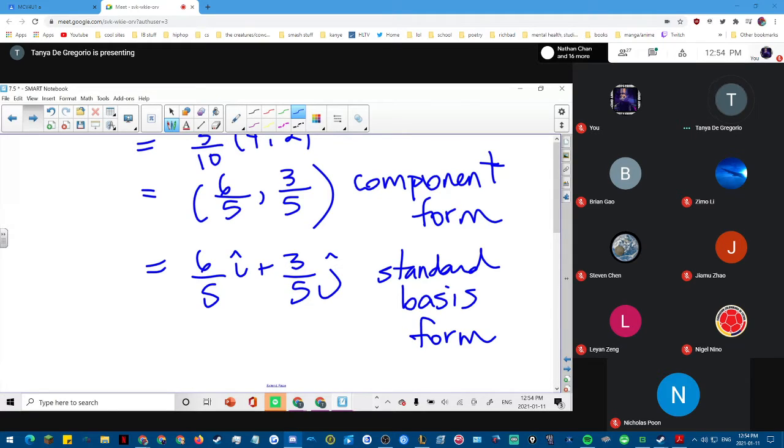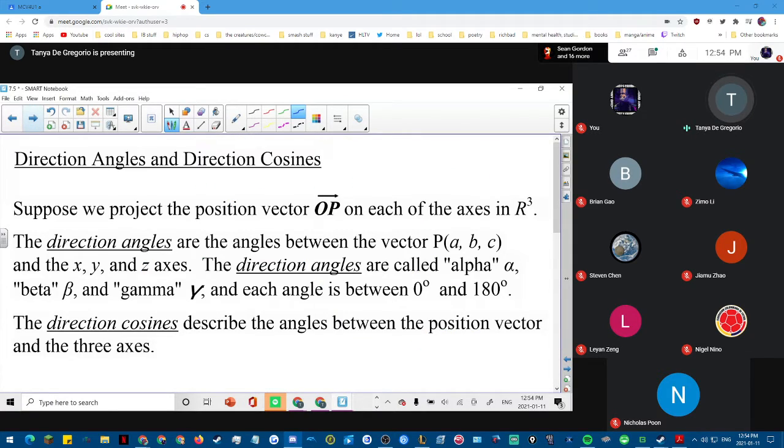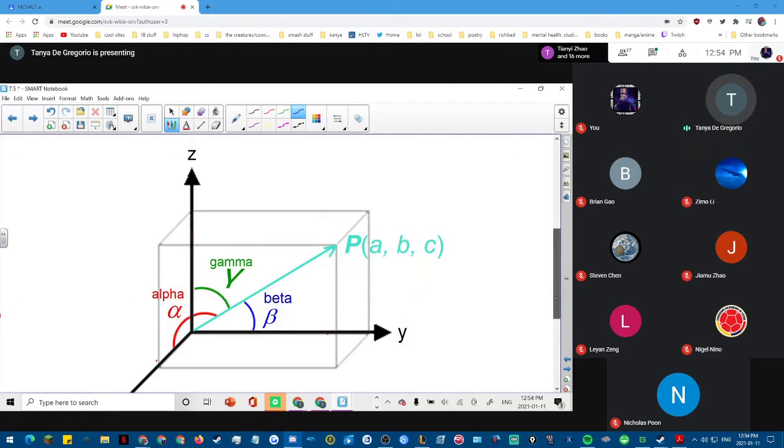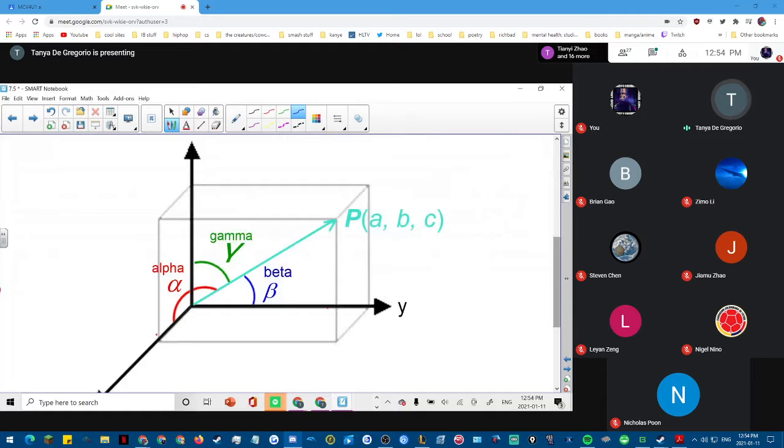Good. Okay, so now we're going to talk about the direction angles and direction cosines. So suppose we project the position vector OP on each of the axes in R3. So let's take a look at our diagram here. So here's OP, my light blue, aqua resultant. That's the vector there. And basically, we want to find out the angle that it makes with all 3 of the axes. So with the x-axis, with the y-axis, and with the z-axis.